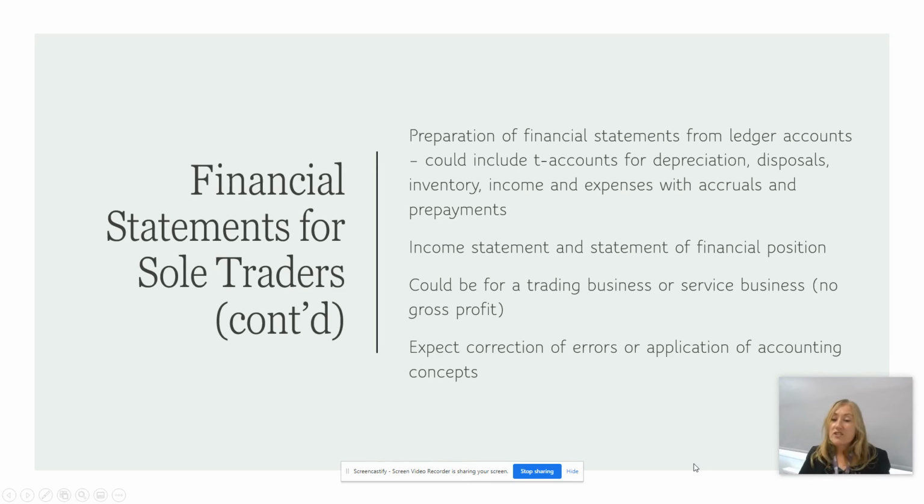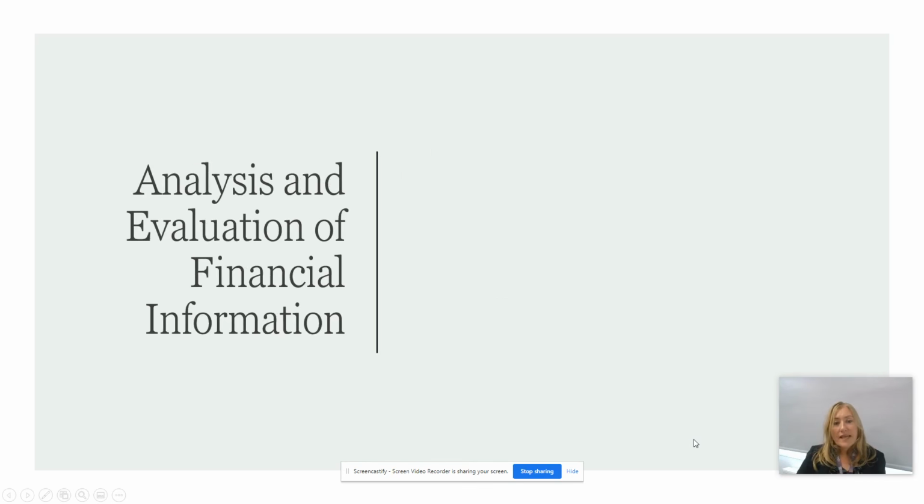You can expect correction of errors and or application of accounting concepts at some point. So the likelihood is that the 14 marks will come from the number crunching and then 6 marks attached to that. So you might be asked to make some adjustments and produce an income statement, for example, and then they might pick a couple of those adjustments and ask you to explain either how those errors are corrected, which errors they are, and potentially accounting concepts as well. So identify the accounting concept and the correct treatment.